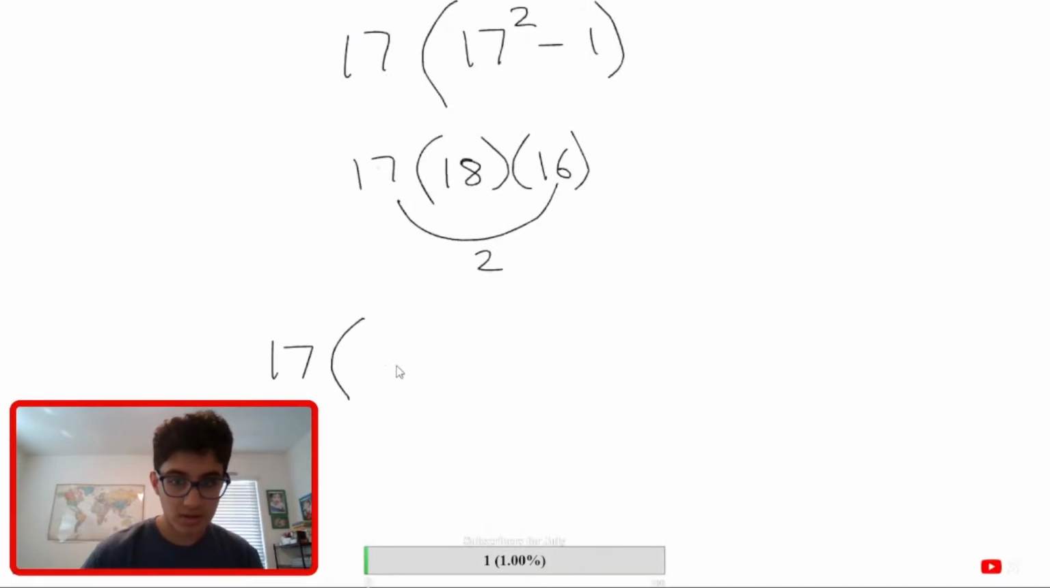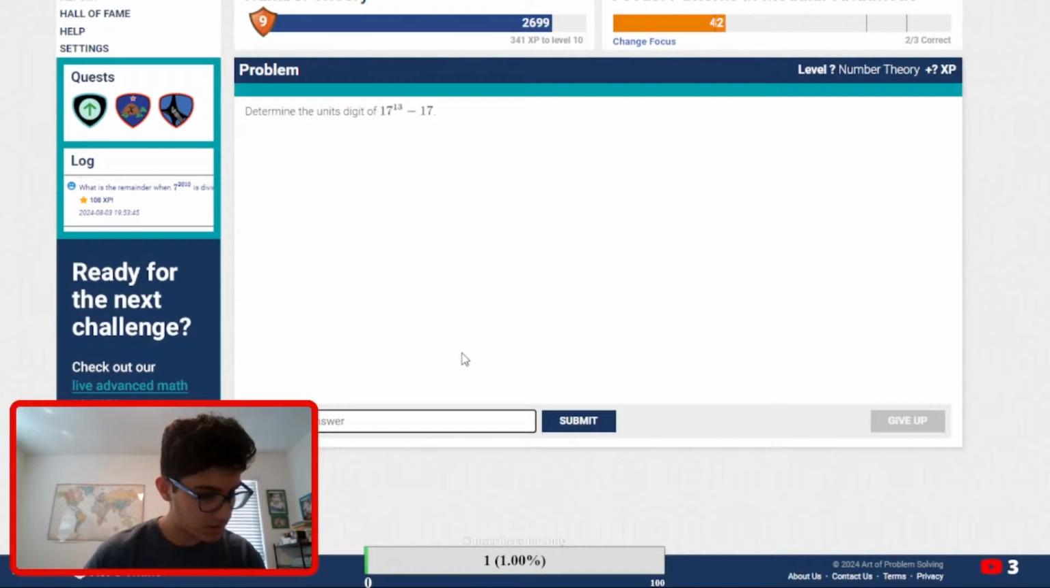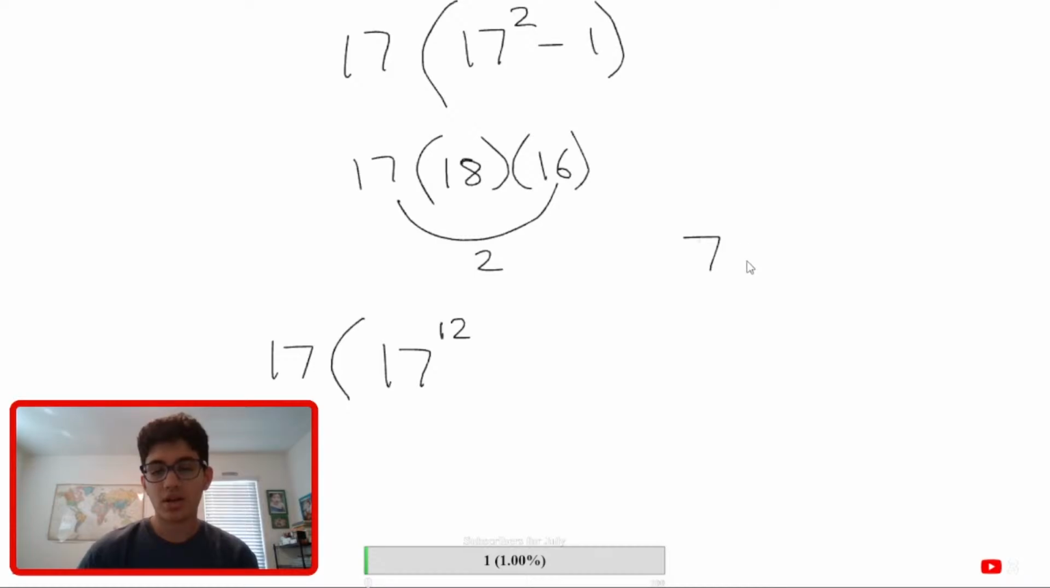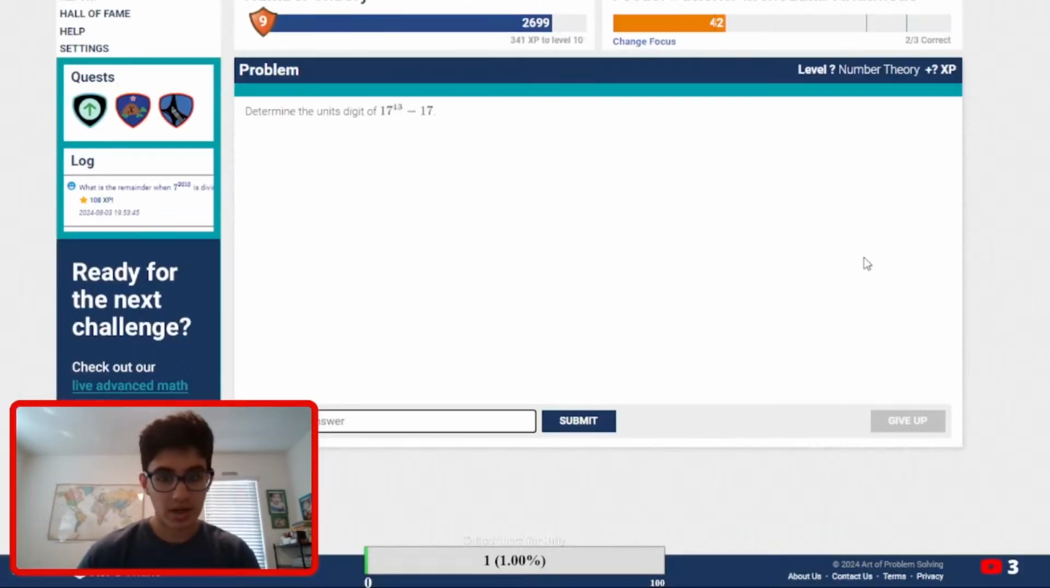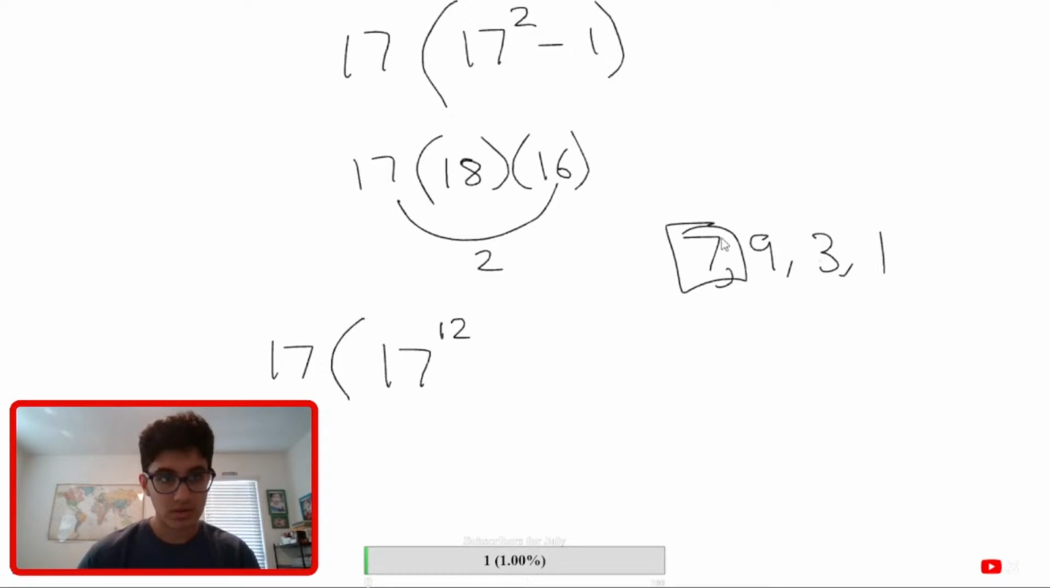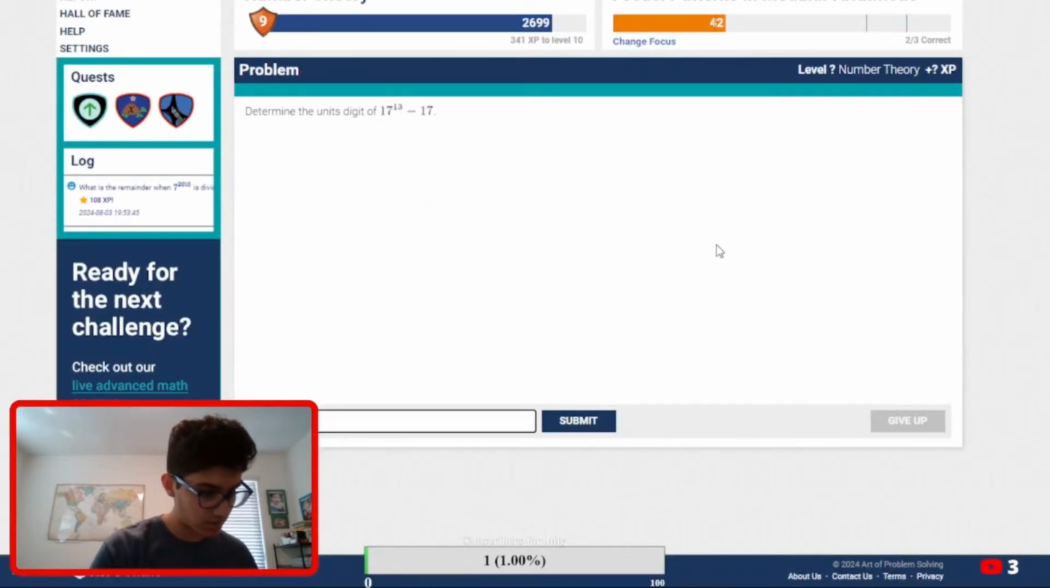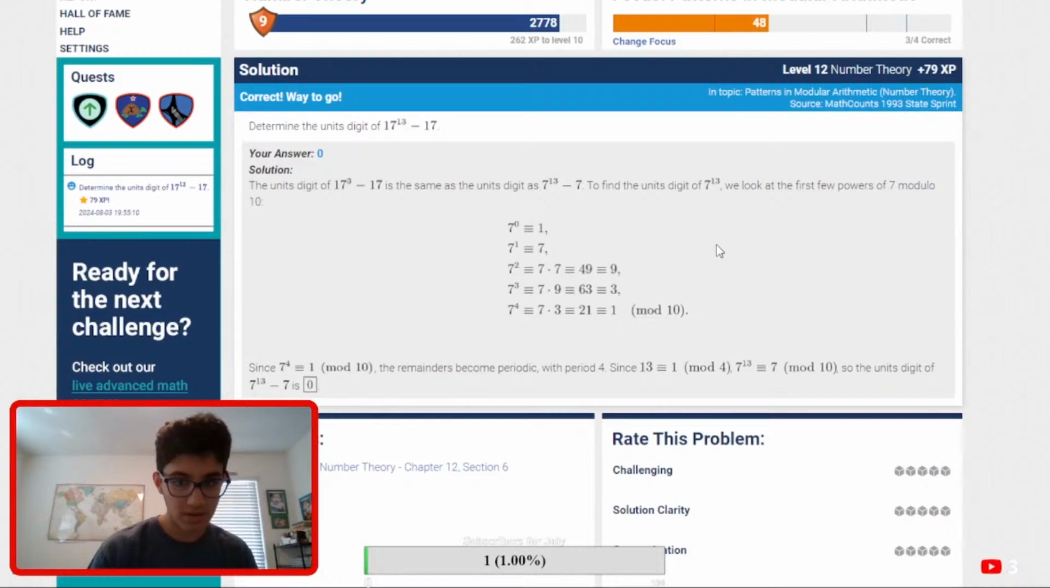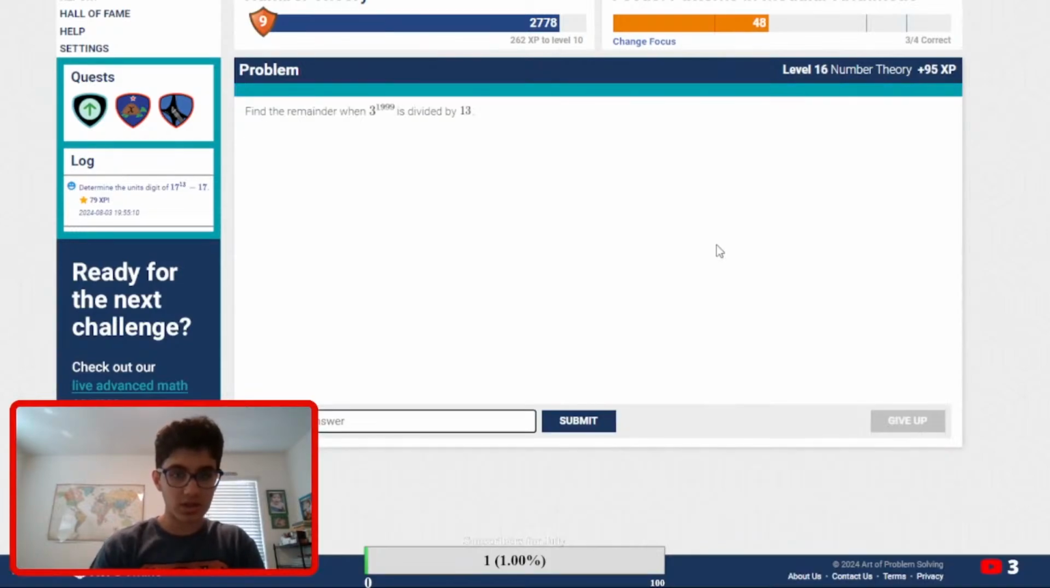13. So this becomes 17 to the 12, only mod 10. Wait, actually, we don't need to expand any of this stuff, right? 17 ends in 7. So it'll just be 7, then it's 9, 3, 1. And it's to the 13th power. So it'll be 7 minus 17. So this should be 0, I think. I'll try it now. And yeah, okay, it's correct. Because 17 to the 13th ends in 7.